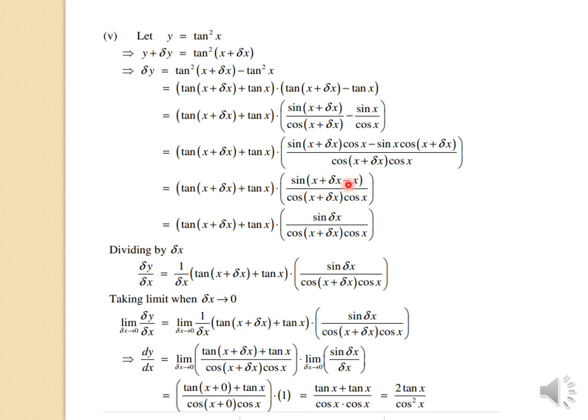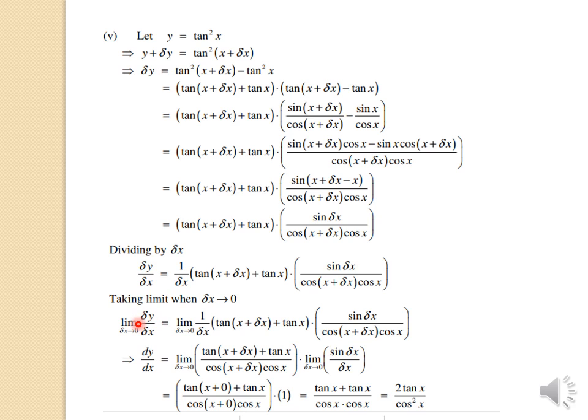So student, plus x and minus x cancel out, so sin delta x, and the denominator remains the same, and this term in multiplication will also remain the same. Now student, in the next step we divide by delta x on both sides, on the left hand side as well as the right hand side. Then taking the limit delta x approaches 0 on both sides, on delta y upon delta x, and here limit delta x approaches 0 of 1 upon delta x into tan x plus delta x plus tan x, and sin delta x divided by cos x plus delta x into cos x.